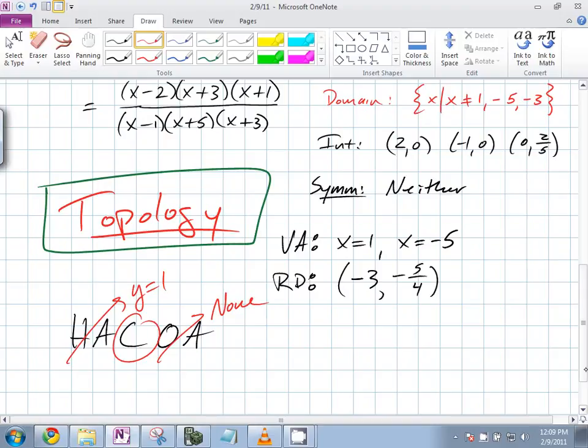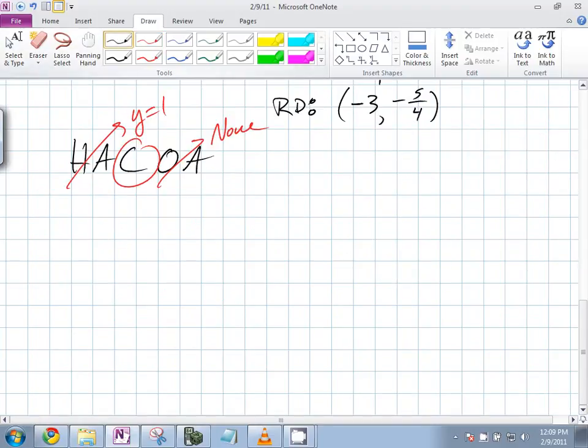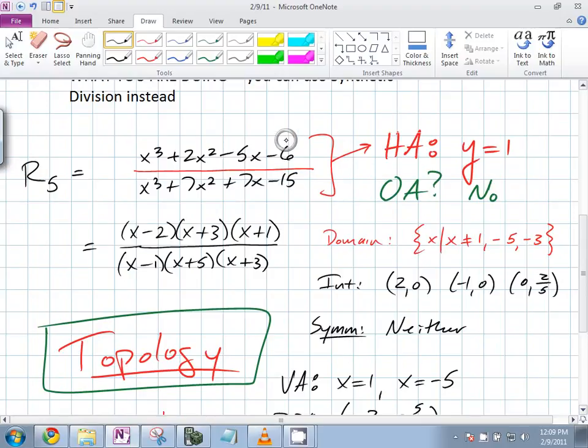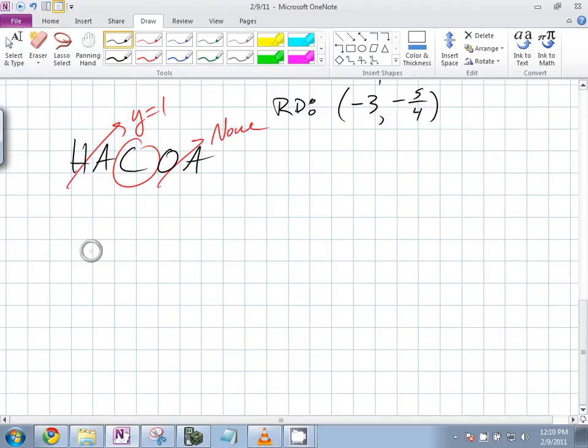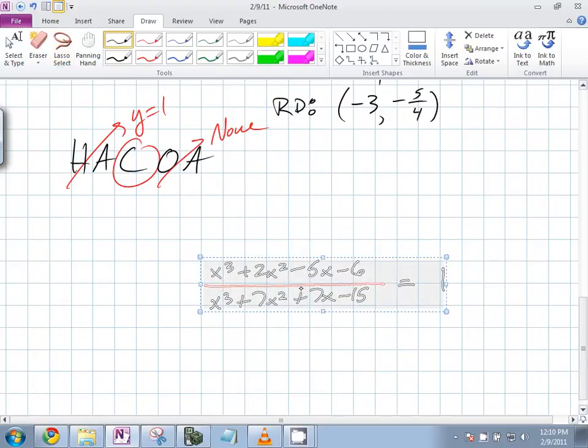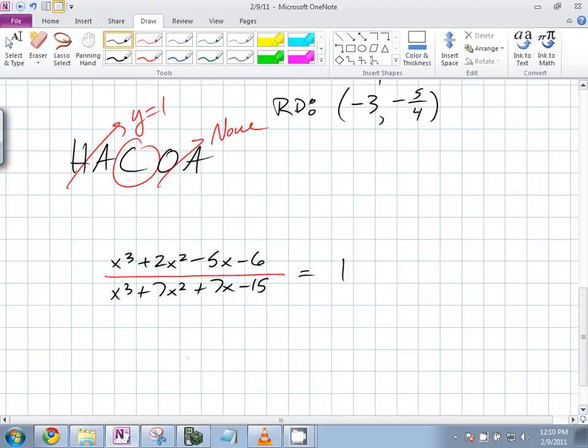Exactly. So, what do we have here? What's our original equation? We take our original one. It's much easier to deal with in the unfactored form. And we set it equal to 1. That's it. You set it. That's the equation, right? So what do you do to both sides? Yeah, multiply by the denominator.